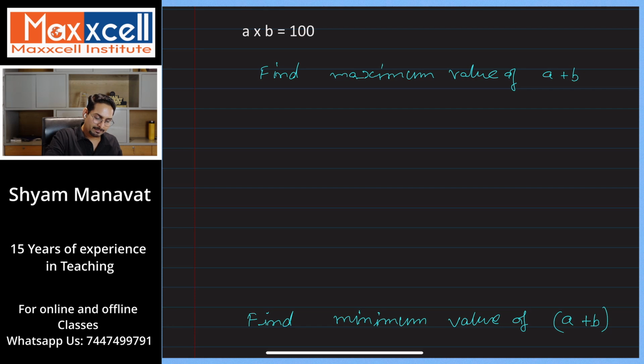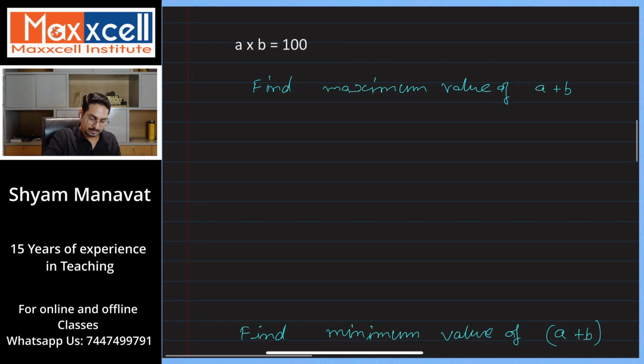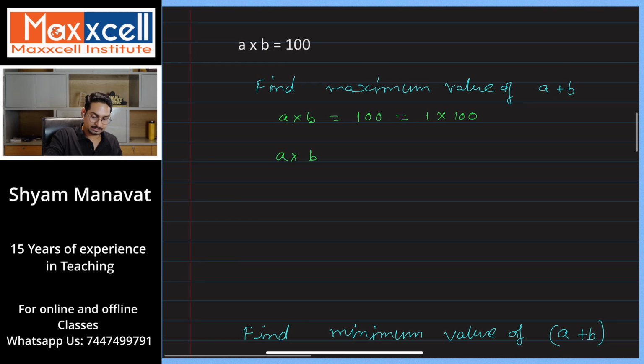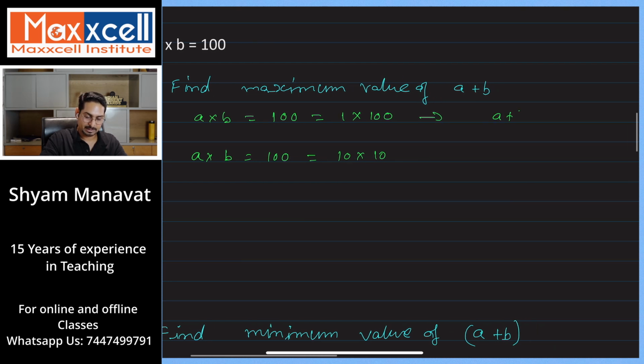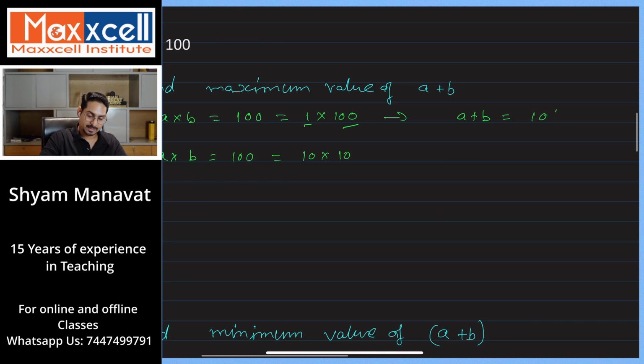So if you have a into b as 100, a and b you can consider as far as possible. कैसे consider कर सकते हो? As far as possible, a into b being 100, you can consider 1 into 100. Okay, as close as possible क्या कर सकते हो? A into B क्या हो सकता है? To be 100, we can consider 10 into 10, right? Now for 1 into 100, what is going to be the value for A plus B? So it's going to be 101. And for 10 into 10, A plus B is going to be 20.